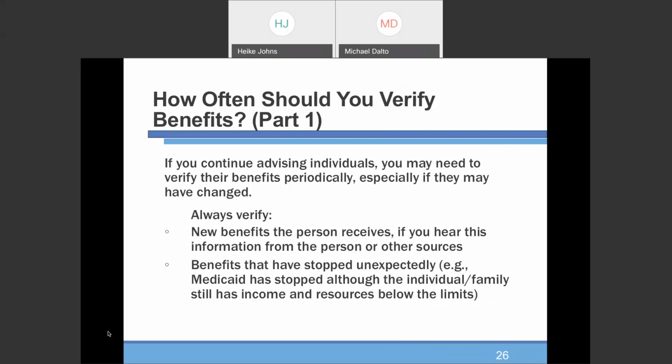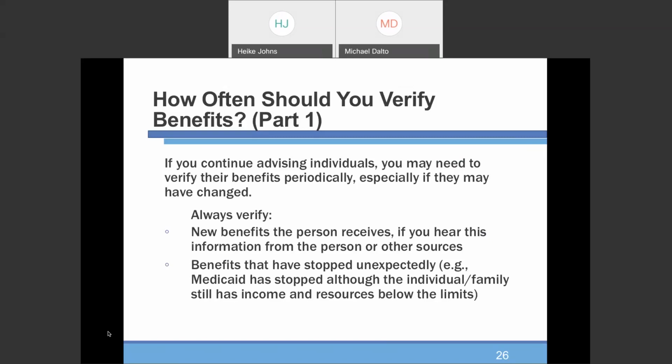Is it enough to verify benefits once? Sometimes it is, if you're doing very time-limited benefits advisement and you're not going to be doing anything further. But if you're going to be advising people over a period of time, or if you think they may return for more information from you, then it may be important to verify benefits periodically, not just a one-shot deal. Because sometimes benefits change over time.